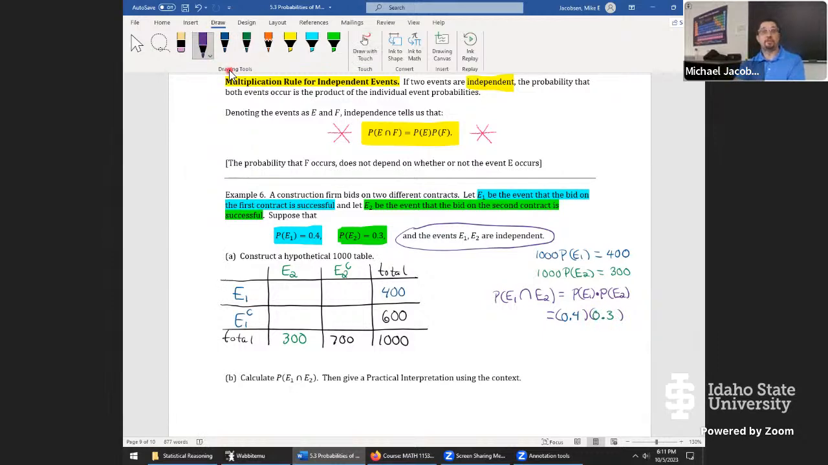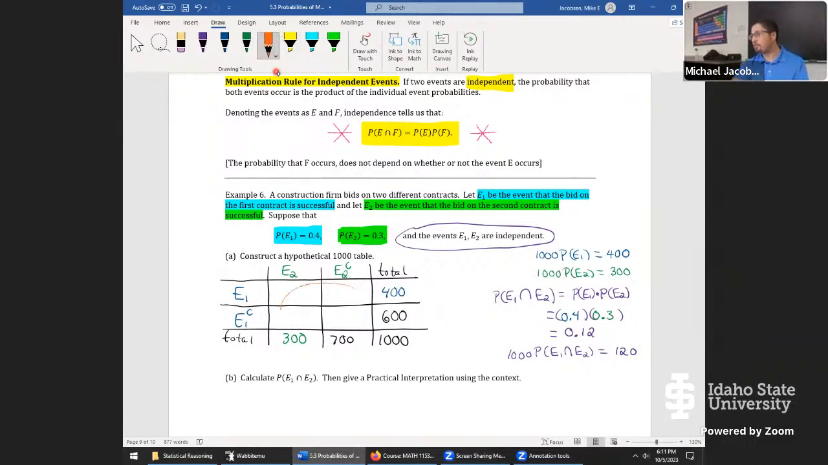And then we'll just multiply that through. 4 times 3 is 12. There's two decimal places to account for, so this becomes 0.12 altogether. Now, since it's a hypothetical 1,000 table, we'll multiply that value by 1,000 and get this result. 1,000 times the probability of E1 intersect E2 comes out as a count of 120.